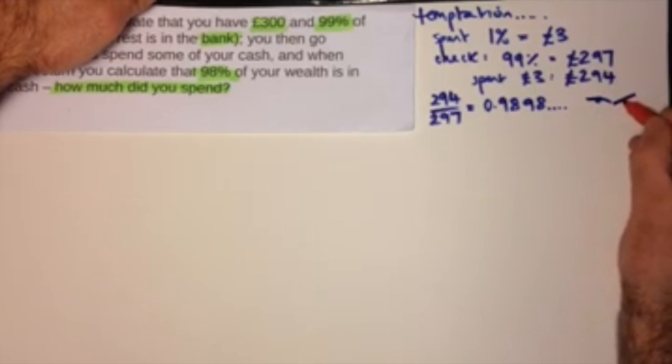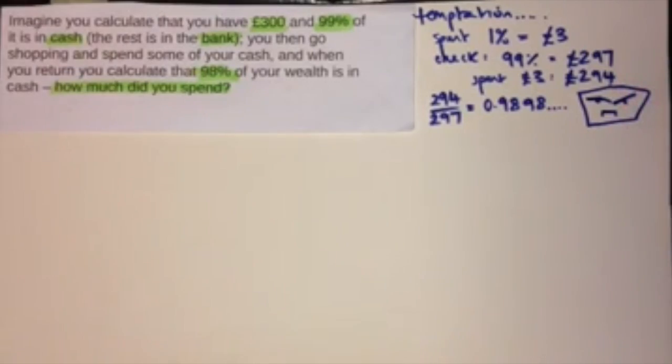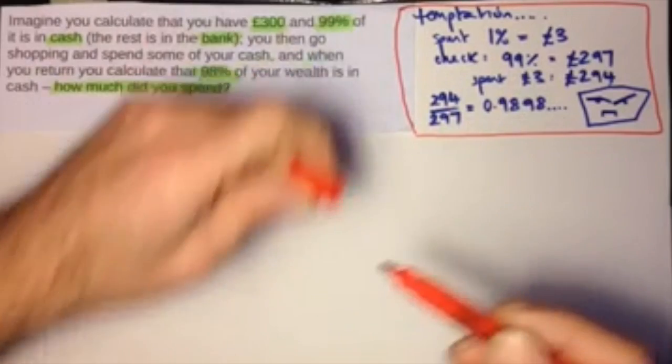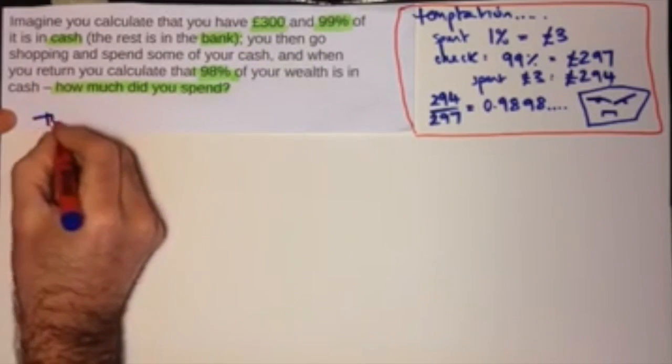The reason that's misled us is because the total has changed. Percentages are deceptive like this. You've got to be very wary. Instead, we should lay out our information and see how to progress.